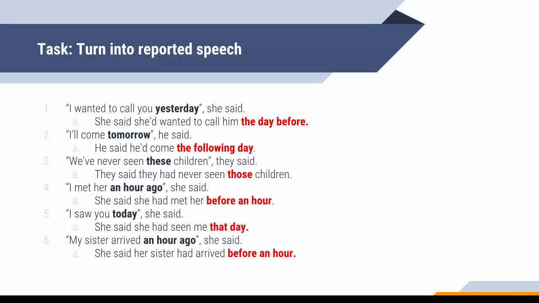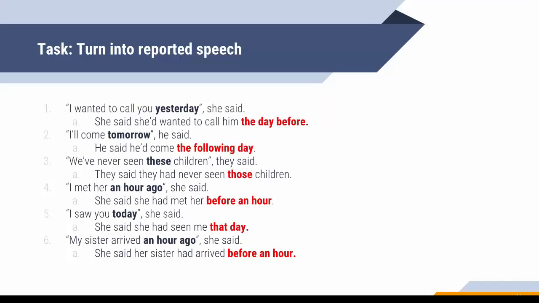I met her an hour ago, she said. She said she had met her an hour before. So tense, past simple goes to past perfect, ago goes to before, and you see there is a change in the word order.